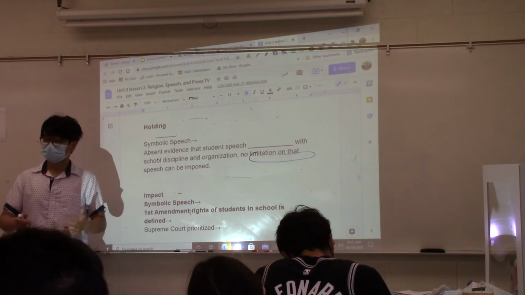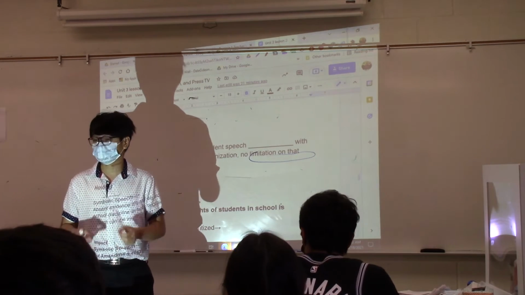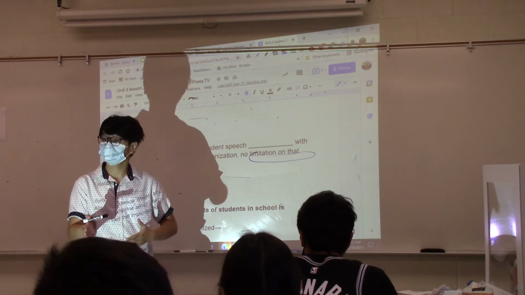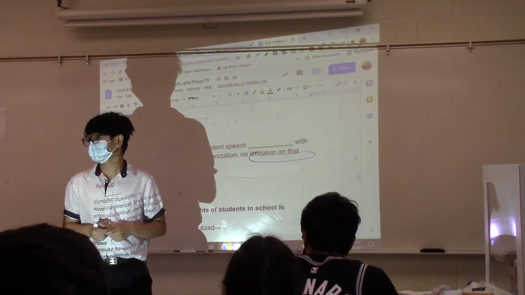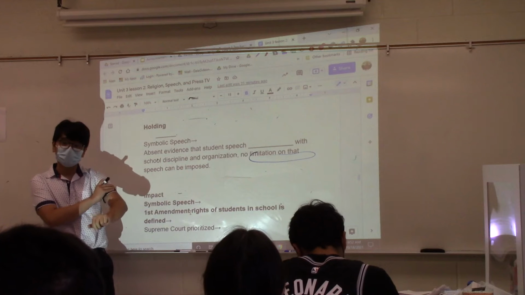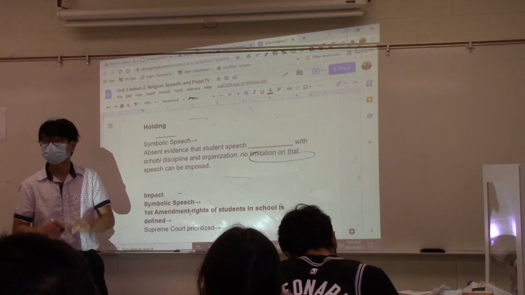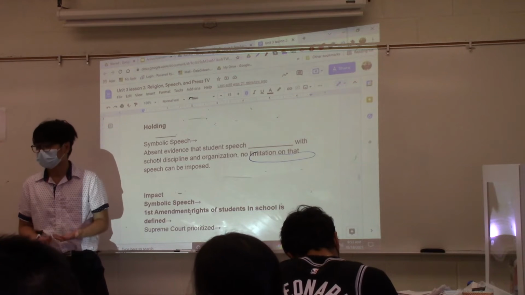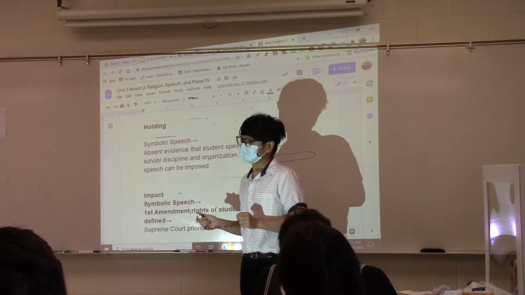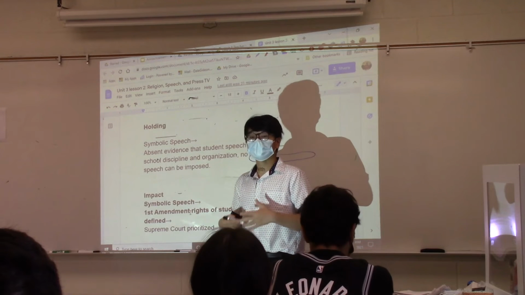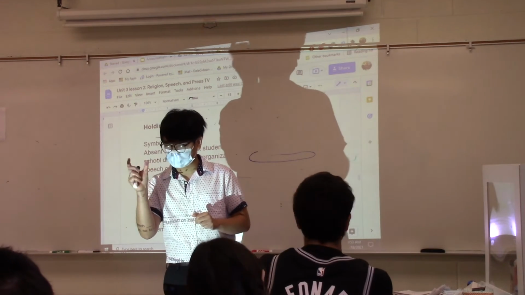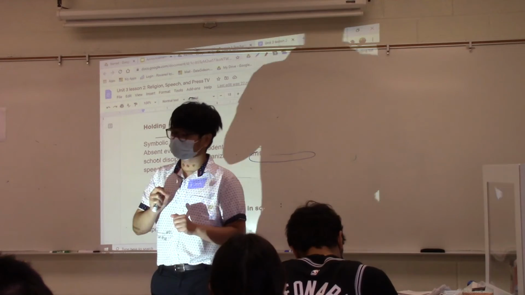They said, hey, if there's enough evidence to suggest that somebody's speech is interfering with school activities, it's interfering with the school's goal of educating students, then yes, the school can infringe upon students' First Amendment rights. However, in this case, there's no evidence that it did that. There's no evidence that them wearing those black armbands significantly disrupted school activities or school organization.